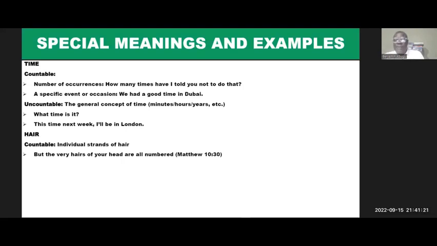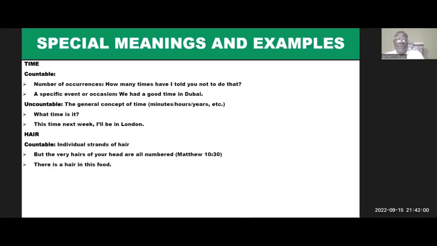I'm quoting from the Bible right now, Matthew chapter 10, verse 30. "But the very hairs on your head are all numbered." So if you are looking at hair in its individual strands, if you can remove one hair, then you can talk about it as something countable. So you see, they are countable. That's the meaning. It's a special meaning.